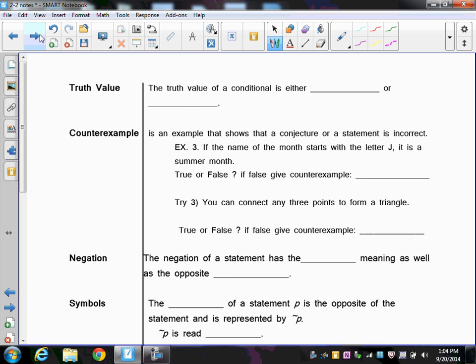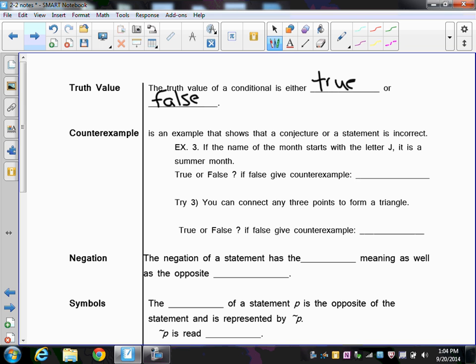Another definition you need to know is truth value. So the truth value of a conditional is either true or false. We can find out if a statement's false if we come up with a counterexample. So example 3 says, if the name of the month starts with the letter J, it is a summer month. So is it true or false? And if it's false, give a counterexample.